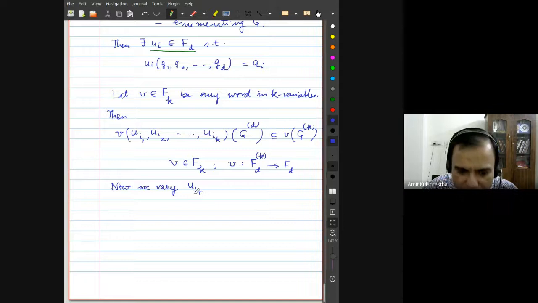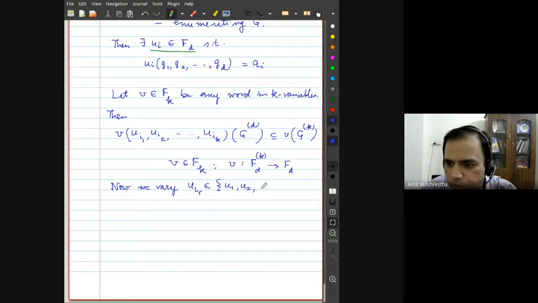We vary UIR inside all possible things, inside U1, U2, all those words which were there, U1, U2, UG. Those words which were describing, those which were enumerating elements of G. So what do we get?